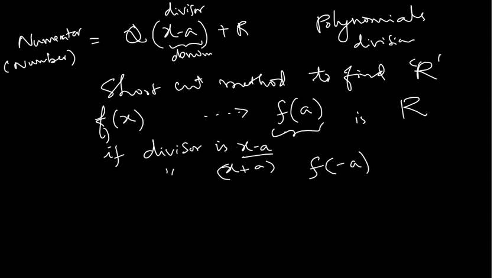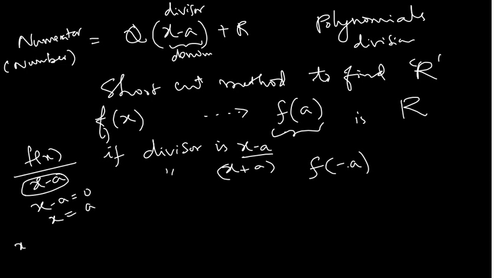Got it, right? So how do I get this a or minus a? Simple. Whatever is the divisor, for example, I got x minus a in f of x, you equate this to 0. x minus a equal to 0, you get x equal to a. If it is x plus a, then you say x plus a equal to 0, then you get x equal to minus a. Depends on whatever is the denominator, you equate it to 0 to see what is to be substituted. So this shortcut method is nothing but the remainder theorem.